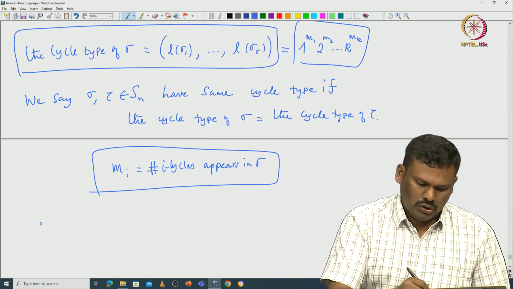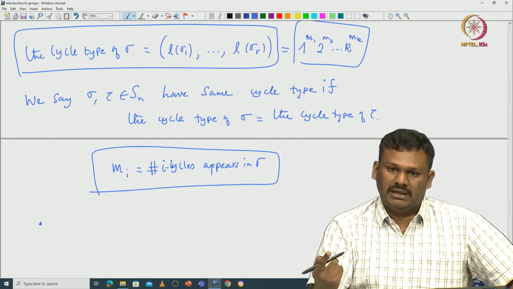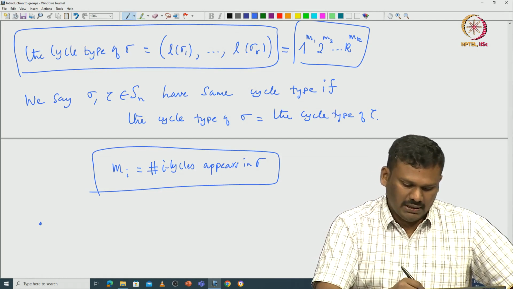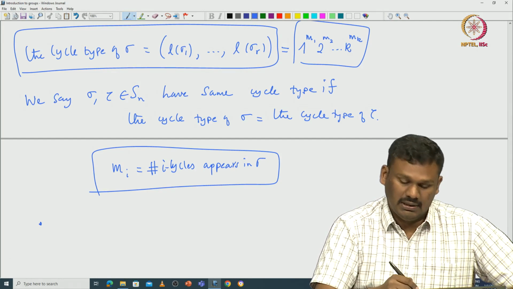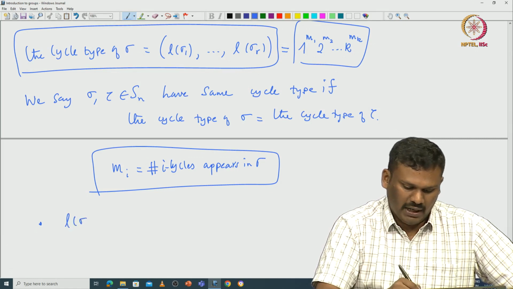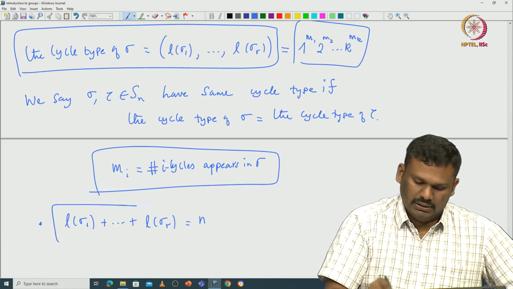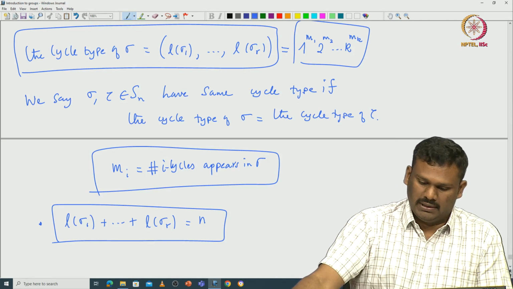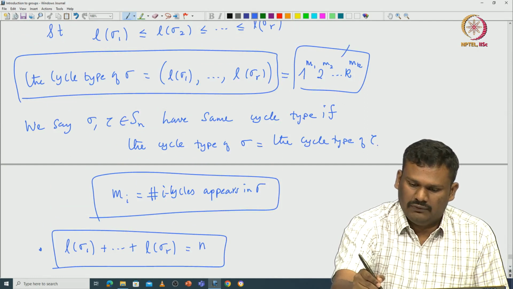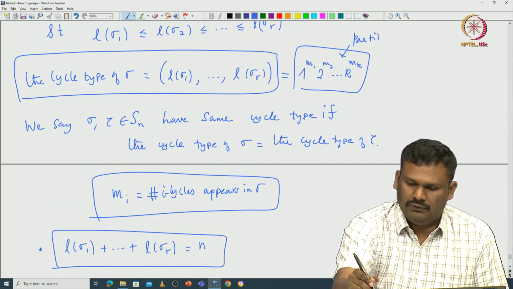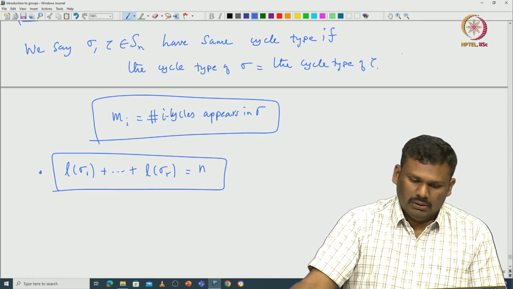It is important to note that the lengths of the cycles correspond to the lengths of the orbits. So it is clear that if you add all of them, because we have included even the trivial cycles, that is cycles having length 1, you will get exactly n, the cardinality of 1 to n. So that means this is exactly a partition of n.